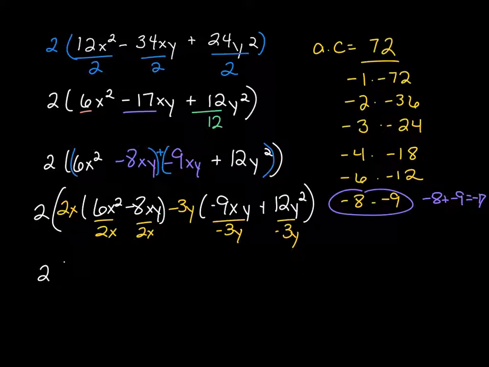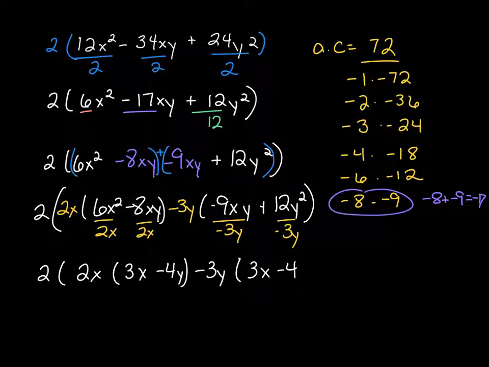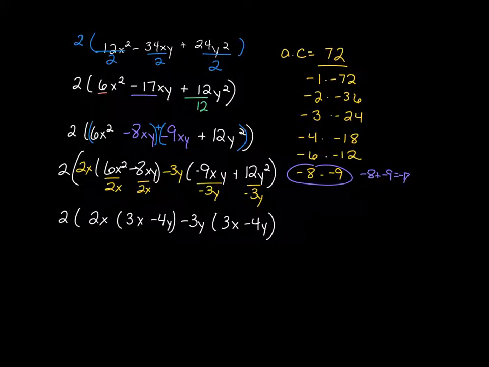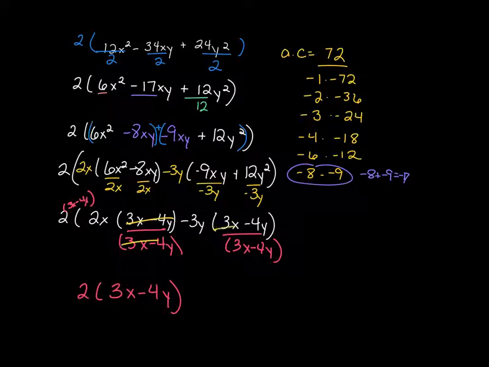So now we have 2x times (3x minus 4y) minus 3y times (3x minus 4y). Okay, so now we can see our common factor again, which is 3x minus 4y. And we'll divide each of these by 3x minus 4y. So my first part of my answer, we got to keep the 2 that we took out in the beginning, that permanent fixture there. And when I cancel these out, I'm left with 2x, got that parentheses there, left with 2x minus 3y.